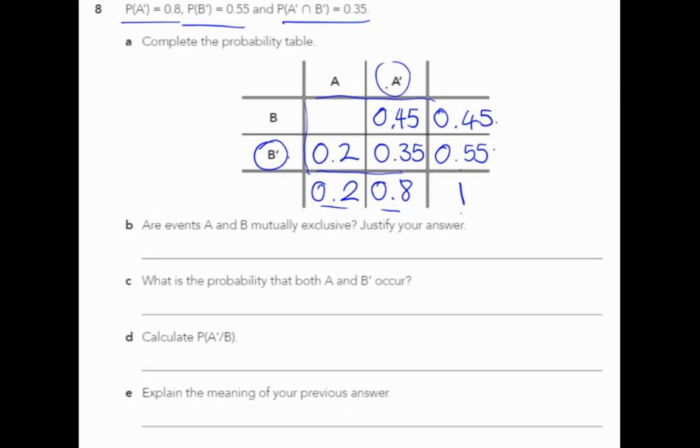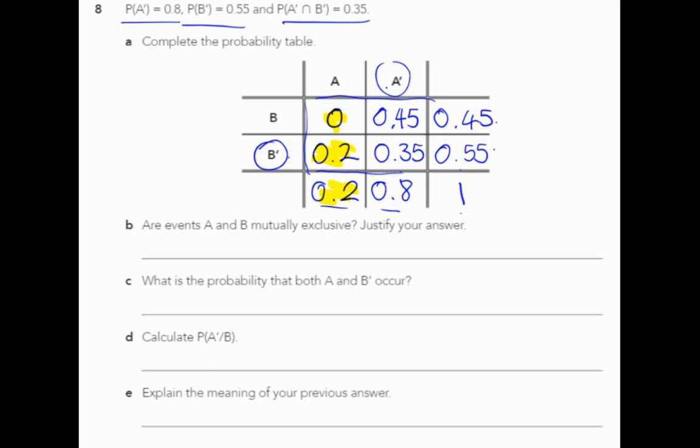Now, this must be 0, because 0 plus 0.2 equals 0.2. So 0 there and 0.2 there has to equal 0.2 there.